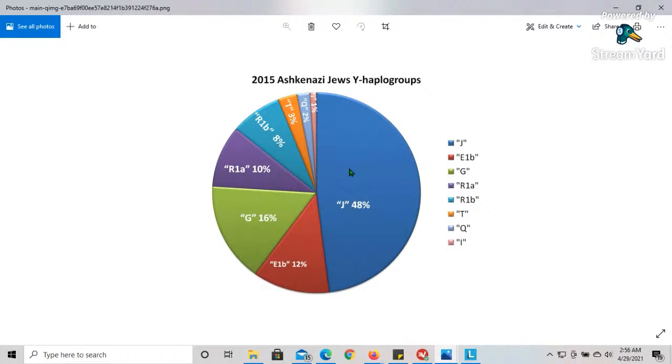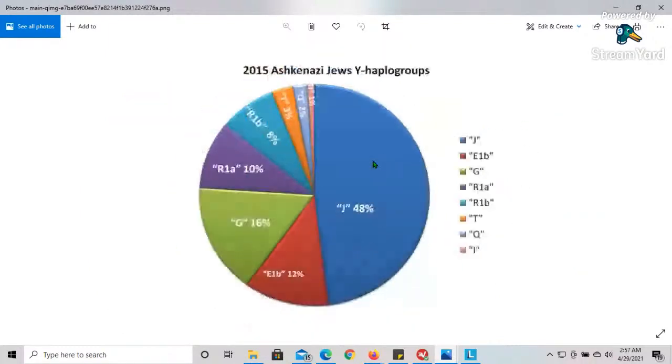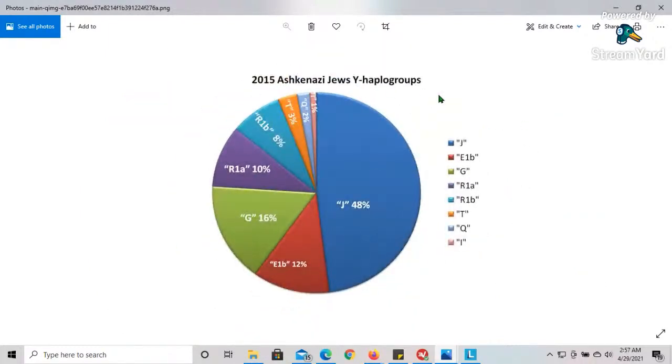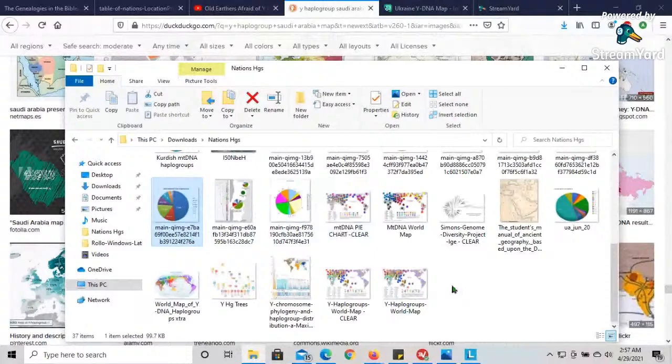So you can see I'm not making things up. The T is here, the G is here, and the E1B1 is here, in the Jewish population, Ashkenazi Jews. Okay, and you can probably look at other ones too, probably show pretty much the same thing.